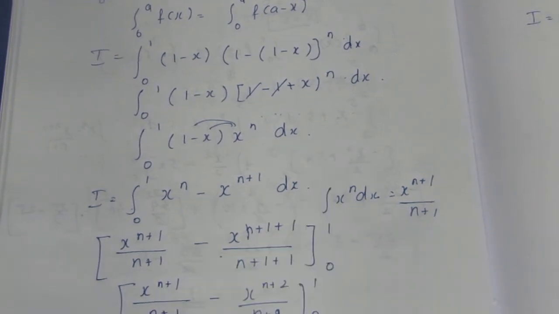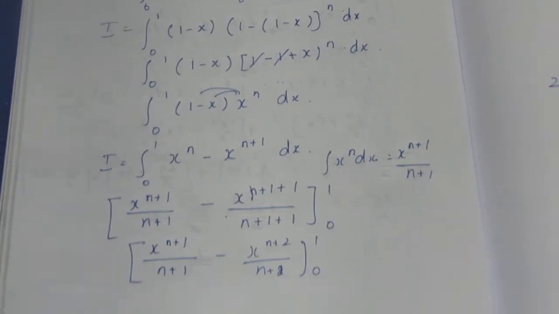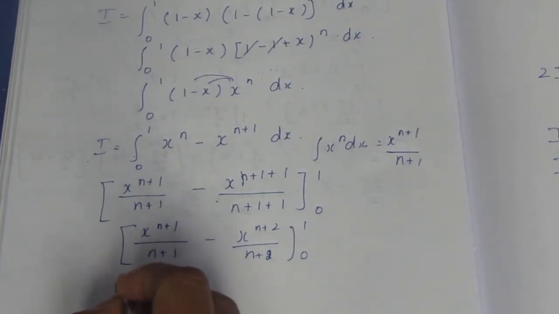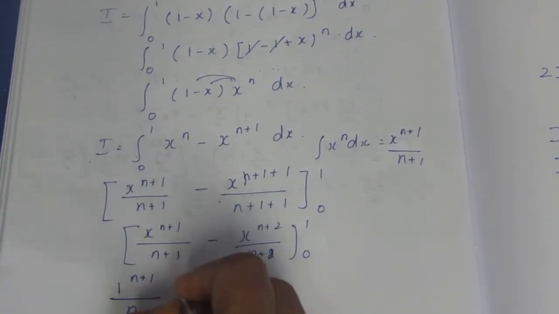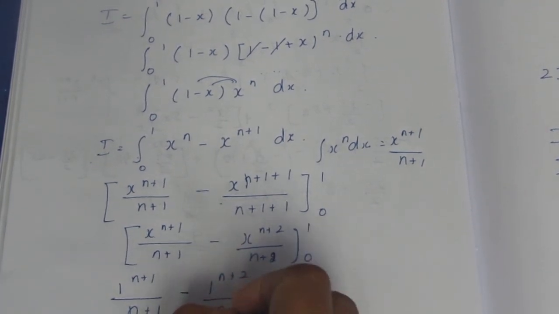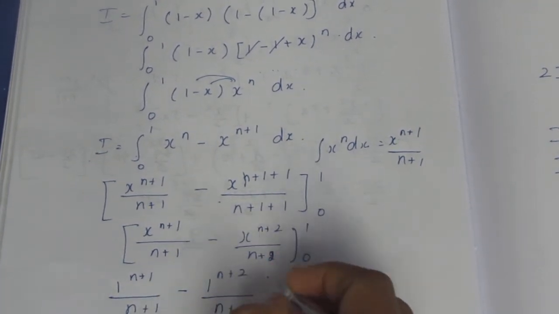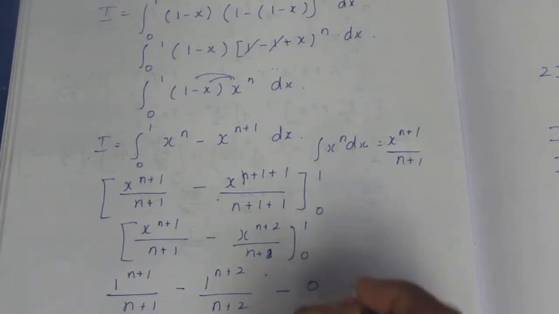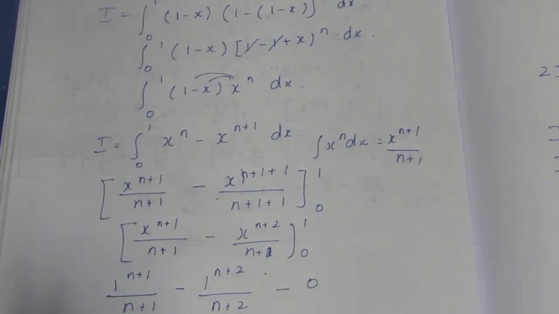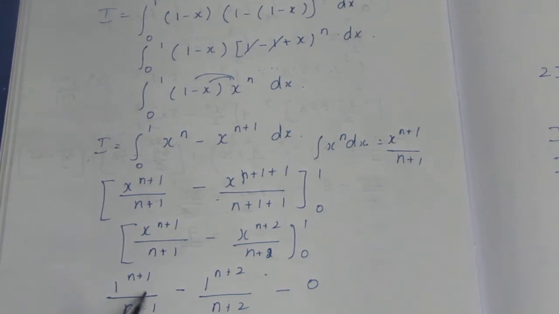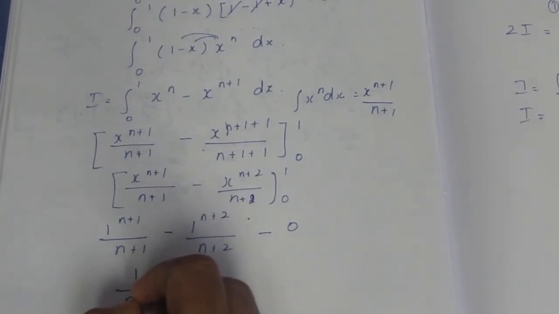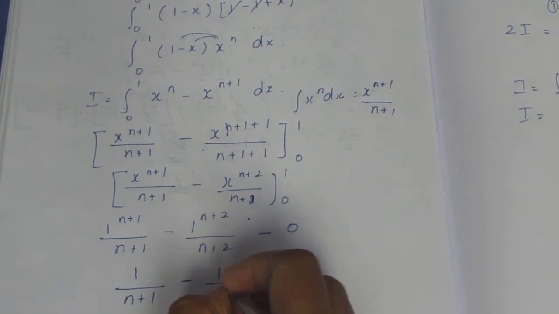from 0 to 1. Now substitute the upper value minus the lower value. Substituting upper value 1, it becomes 1 power n plus 1 by n plus 1 minus 1 power n plus 2 by n plus 2. Minus this becomes 0. Substituting x value as 0, everything will become 0. Now 1 power any number will be 1 only. So 1 by n plus 1 minus 1 by n plus 2.